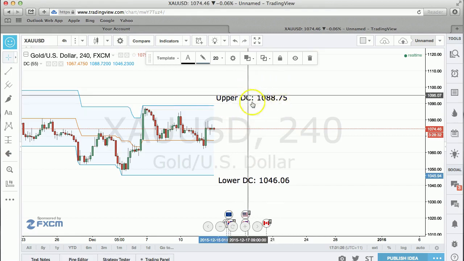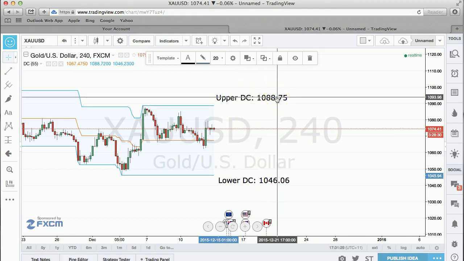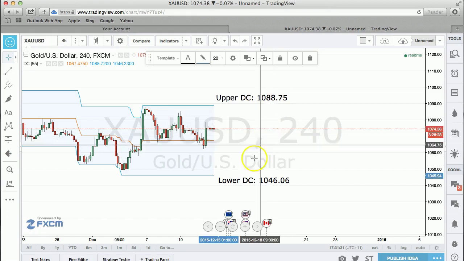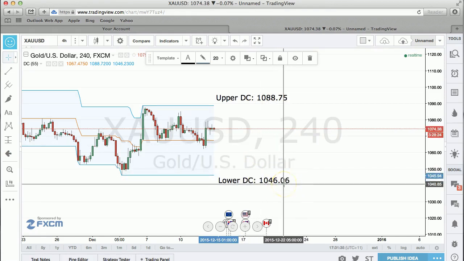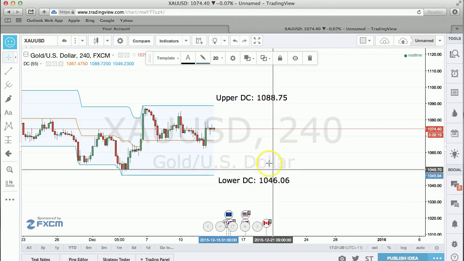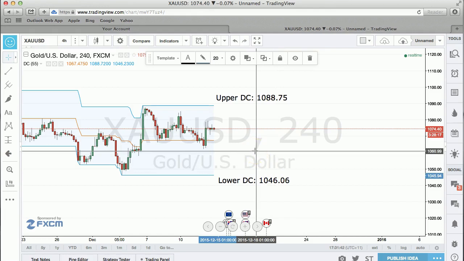Once price reaches that number, I'm going to again either go long or go short. Price reaches this number, I'm going to buy long and cover short positions. Price reaches this lower Donchian channel number, then I'm going to sell short and liquidate long positions. So there you have it, how I trade using the Donchian channels.